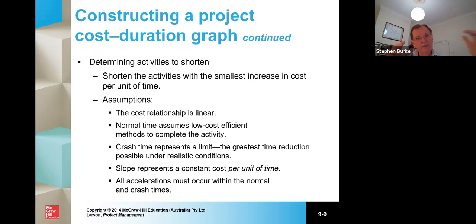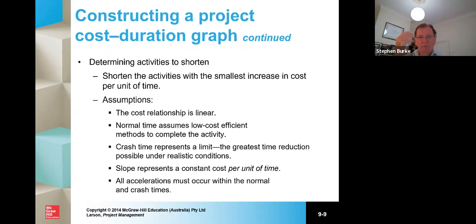Because there might be a relationship between the activities that you shorten and the activities that remain. They may be precedent activities, and or there may be some type of relationships there, which is why in your project team you need honest communication and you need a good data set. And crash time represents a limit. That is the greatest time that you can reduce under realistic conditions. Now, of course, conditions might change.